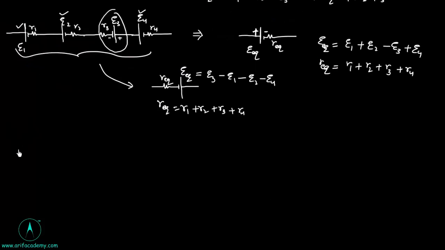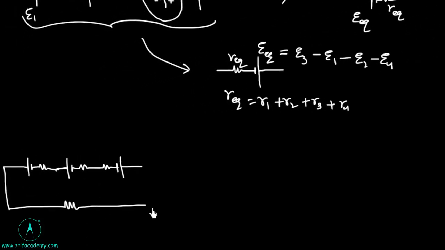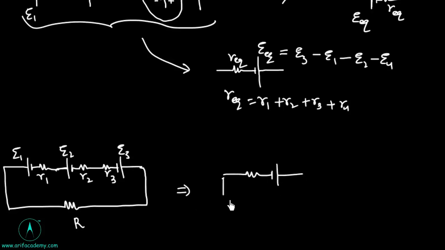So if I have a circuit, suppose this is E1, E2, E3, R1, R2, R3 and this is R. If I replace it with the equivalent resistance like this, then I have the right side of the cell as a positive terminal, so this cell will be positive while this cell will be negative.